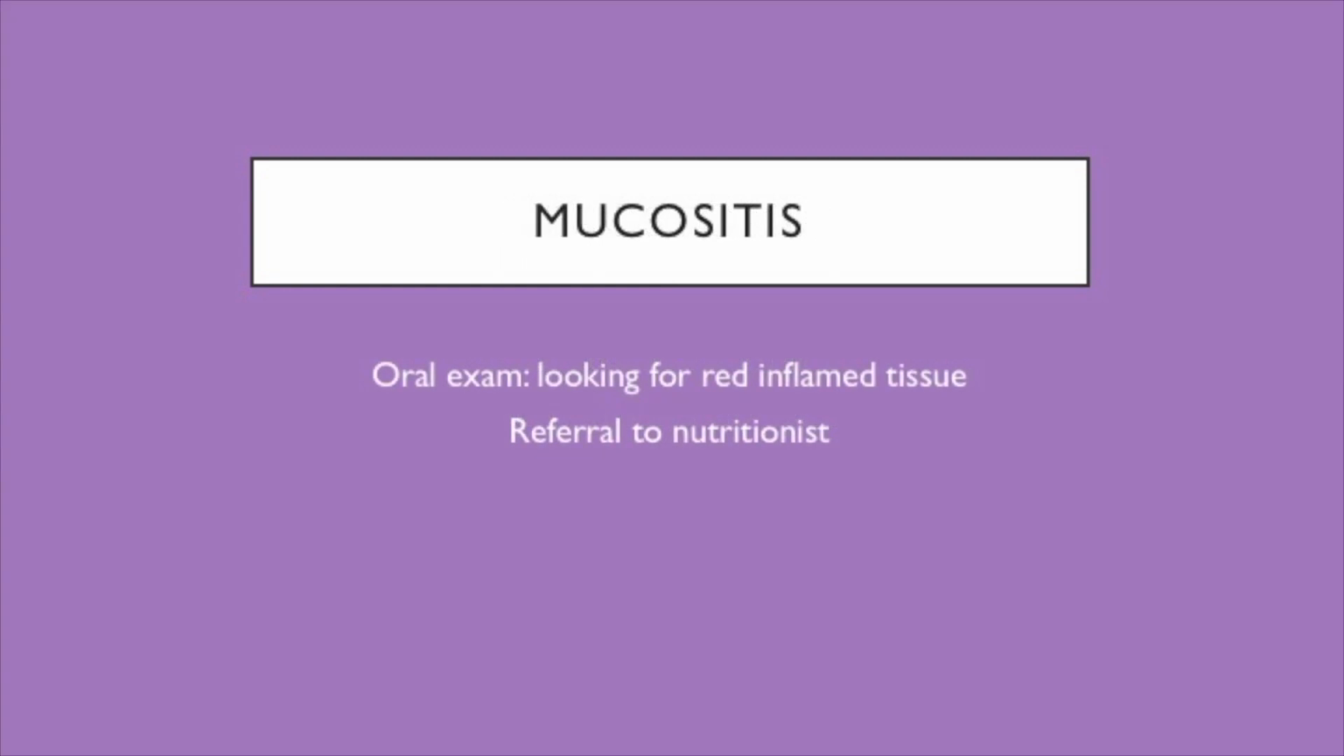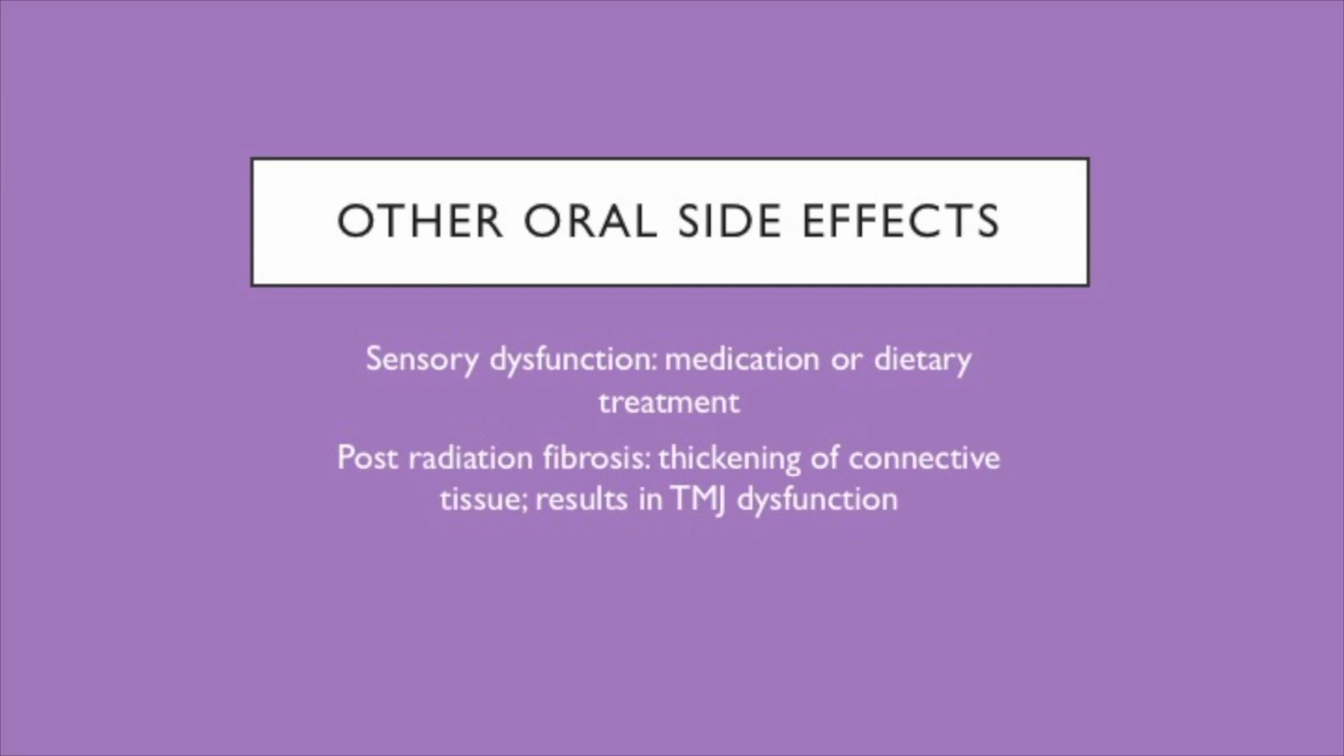Examining the patient's oral tissue allows healthcare providers to document signs of mucosal inflammation. Referrals should be made to the dentist to prescribe needed medications, and a dietitian when this oral effect leaves the patient with the inability to eat. Sensory dysfunction and post-radiation fibrosis are 2 other oral side effects that health providers can help patients deal with through counseling and referral to specialists.